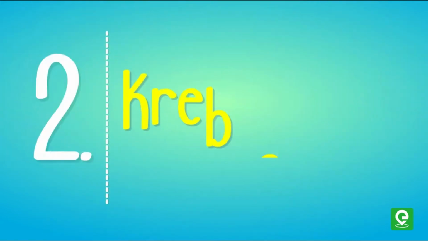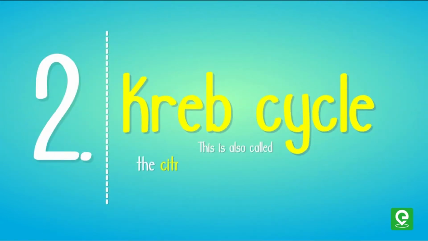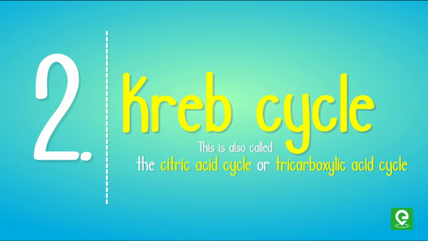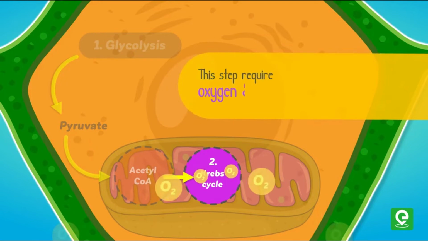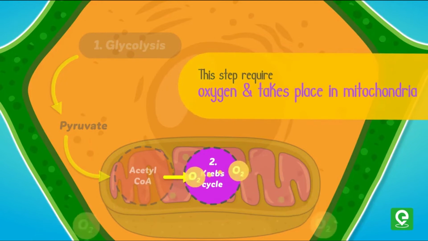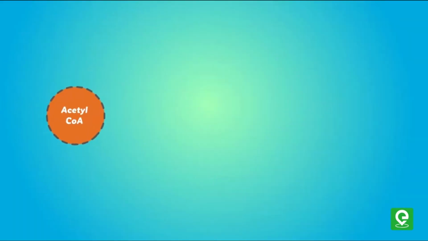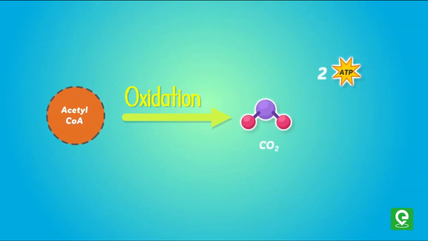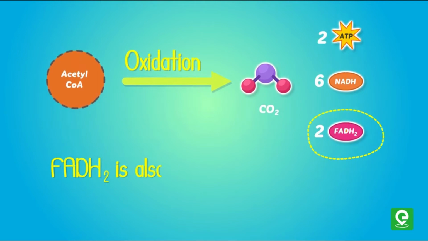Second step is the Krebs cycle, which is also called the citric acid cycle and the tricarboxylic acid cycle. This step requires oxygen and takes place in the mitochondria. In this step, acetyl coenzyme A undergoes oxidation and produces carbon dioxide, 2 ATP, 6 NADH, and 2 FADH2. FADH2 is also a coenzyme.